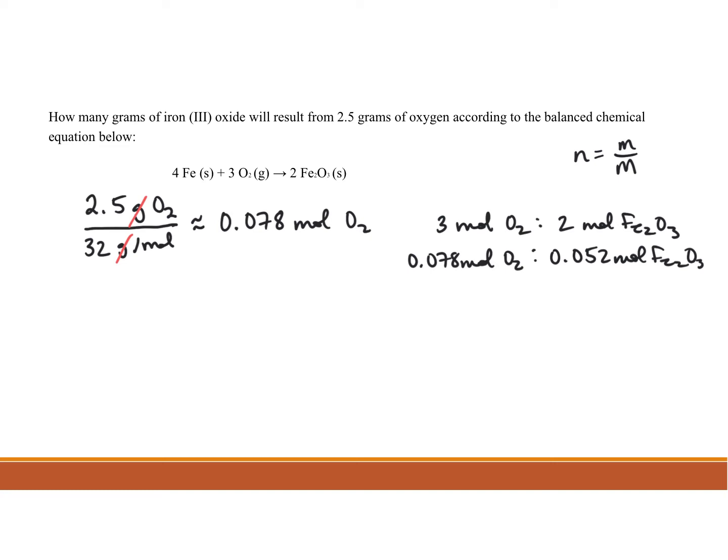Now, since the question is asking you for the grams of Fe2O3, we need to convert that mole quantity of Fe2O3 to grams. So we can go 0.052 moles times the molar mass, which is 159.7. Remember, it is grams per 1 mole. And that would give you a final answer of 8.3 grams Fe2O3.